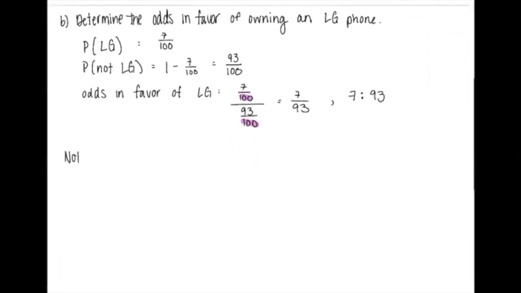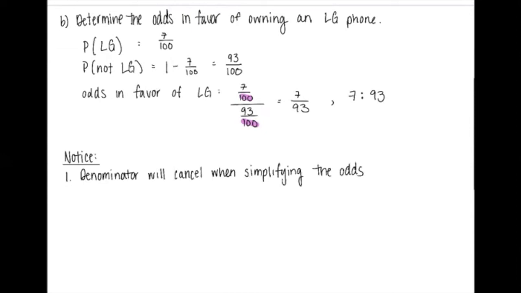So just as some notes of stuff that I've reiterated, the first one, the denominator will cancel when simplifying our odds. And the second, the denominator is the sum of the two odds, or the two components of our odds.